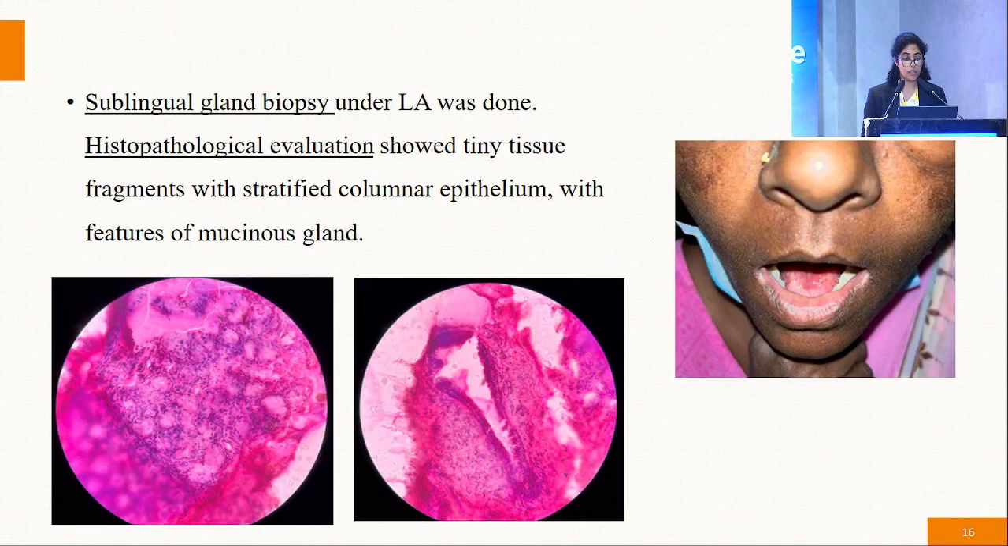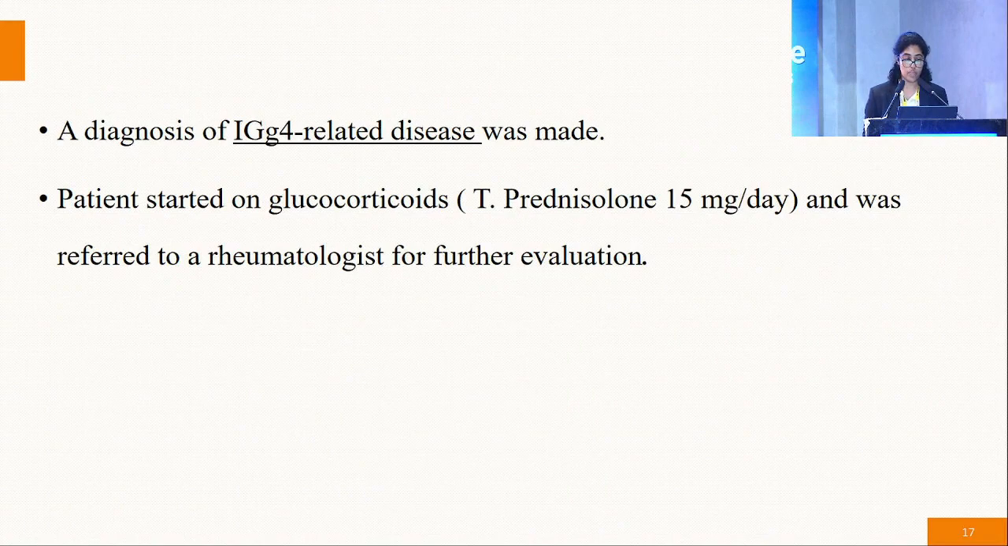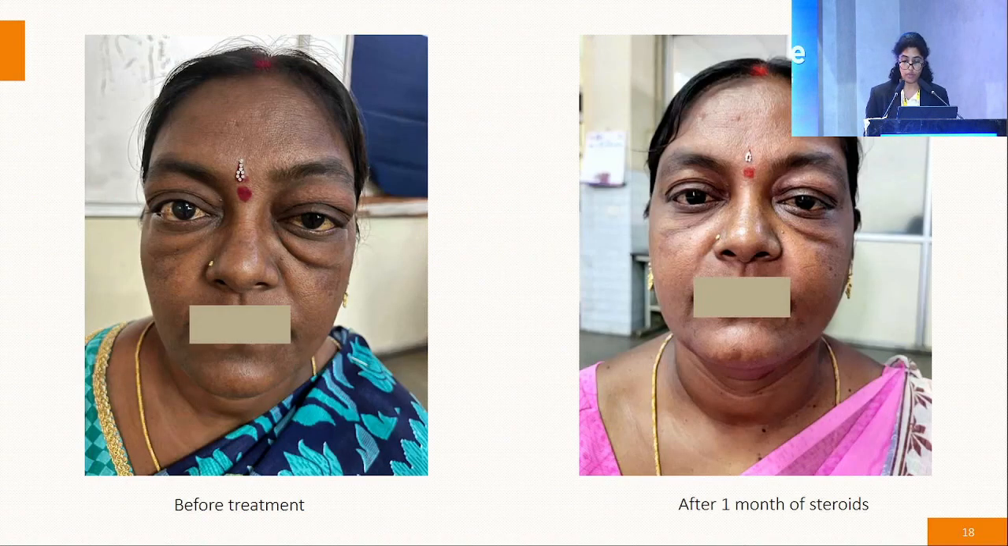So a sublingual gland biopsy was done under LA, and histopathology revealed tiny fragments of stratified squamous columnar epithelium, which was consistent with the mucinous gland. And the diagnosis of IgG4 related disease was made. The patient was started on glucocorticoids, tab prednisolone 15 mg per day, and she was referred to a rheumatologist for further evaluation. So after 1 month of steroids, the periorbital swelling and proptosis had come down.